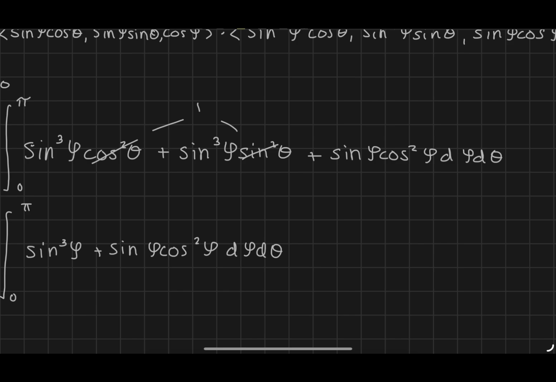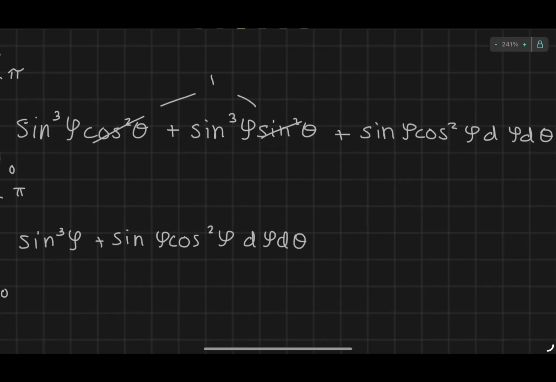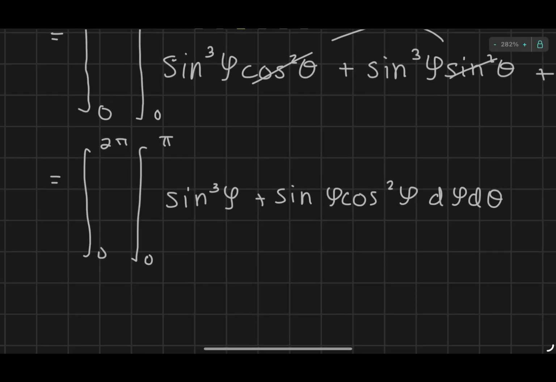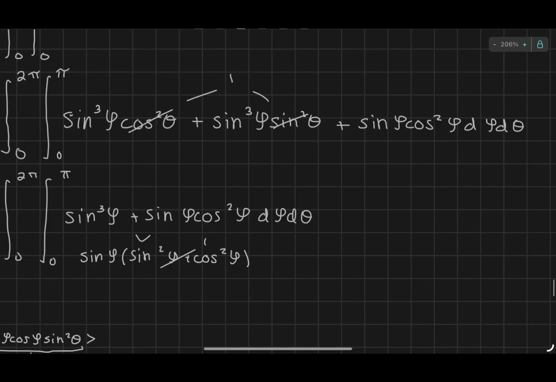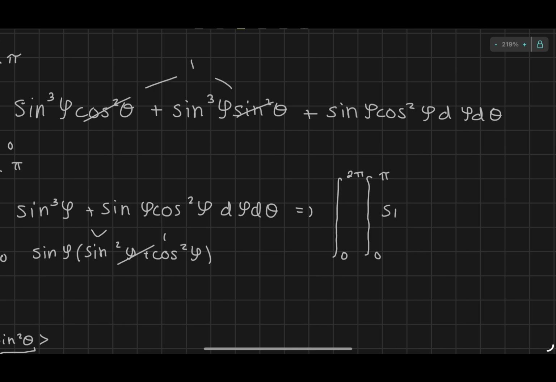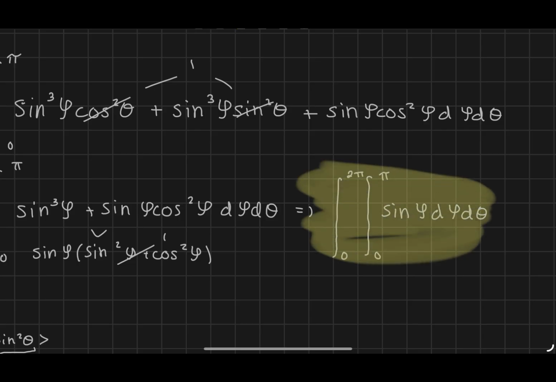Anything else I can do here? Oh, I guess so. I can pull out a sine phi from both. Sine phi times sine squared of phi plus cosine squared of phi. That's going to turn to 1. Therefore, pretty simply, actually, simplified all the way, this is just going to turn into sine phi d theta. And that is our final integral.